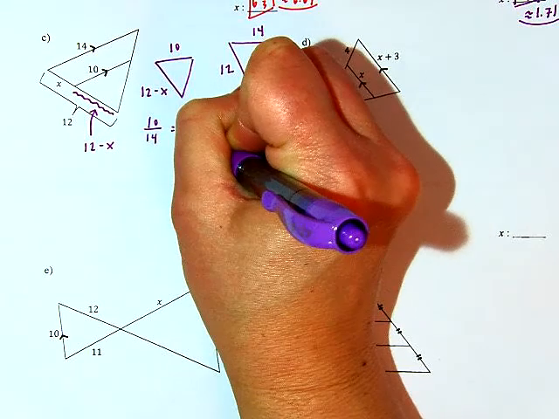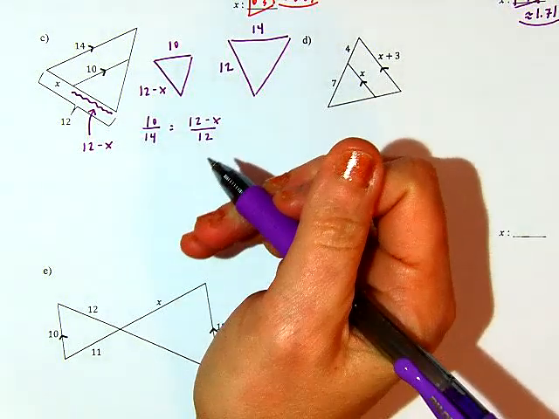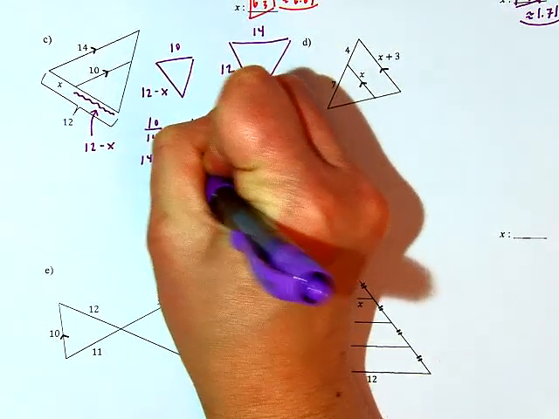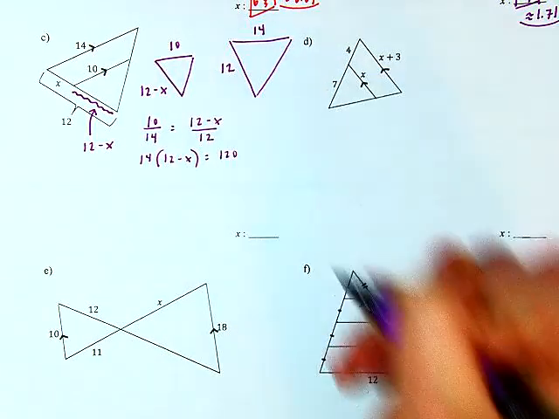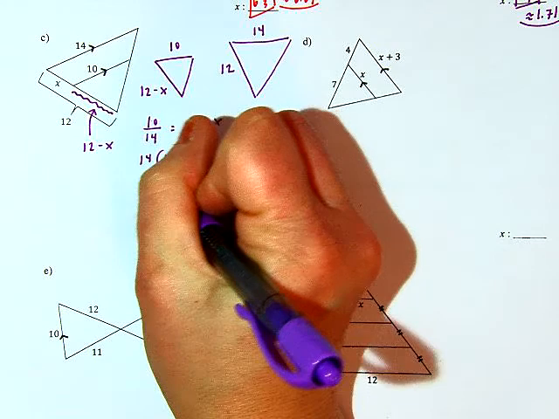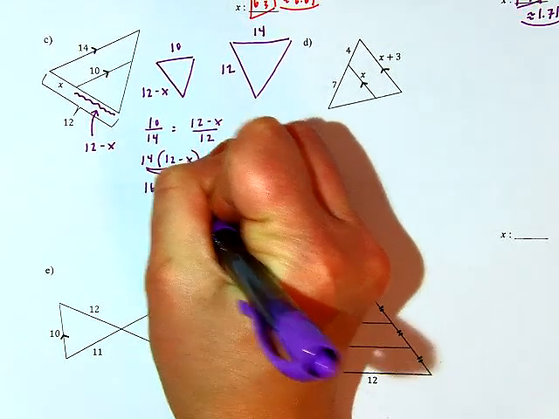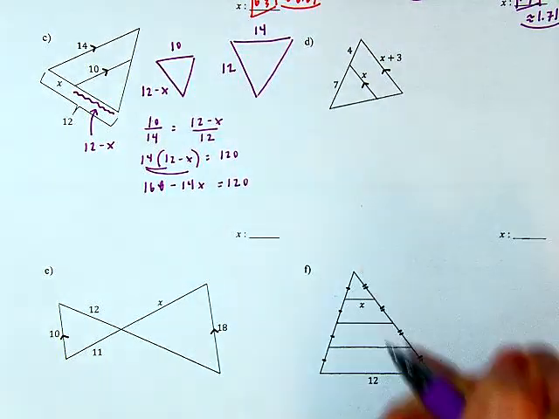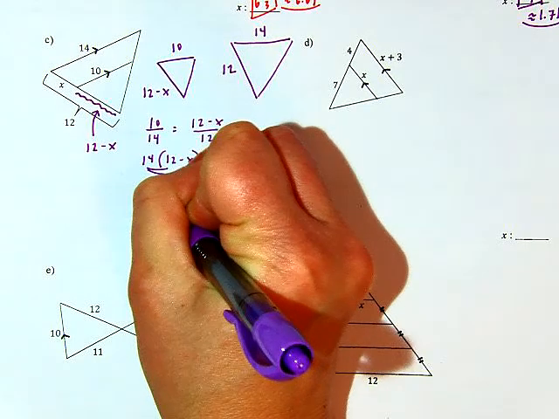I'm always consistent in reading it from figure on the left to figure on the right. Okay, cross multiply. So here I have 14 times 12 minus x equals 120. I'm going to distribute the 14. So here I have 168 minus 14x equals 120. Okay, take away the 168 from each side.